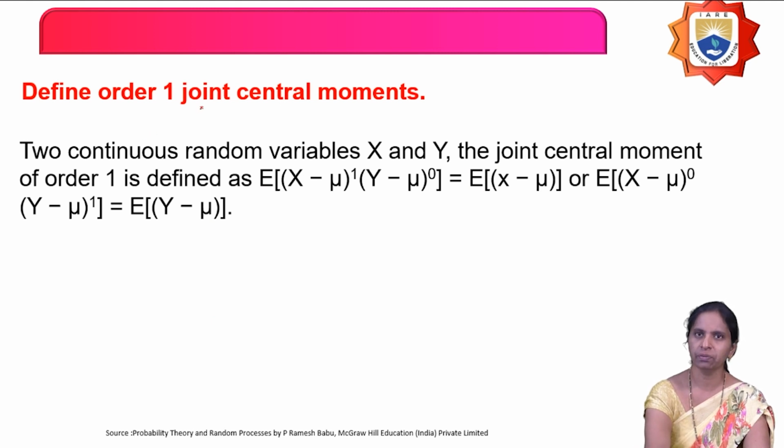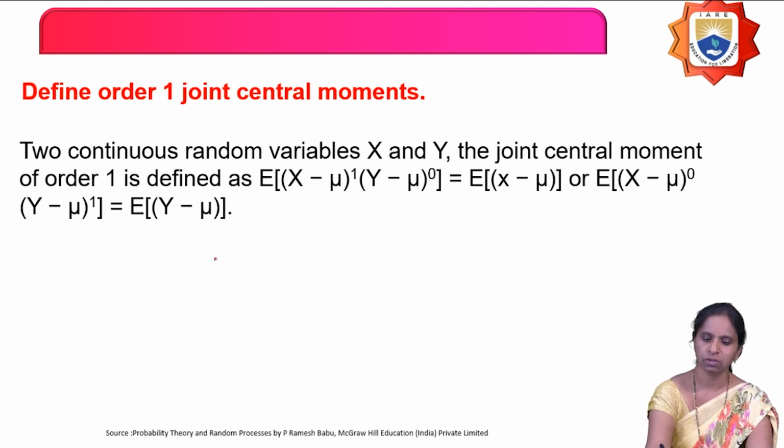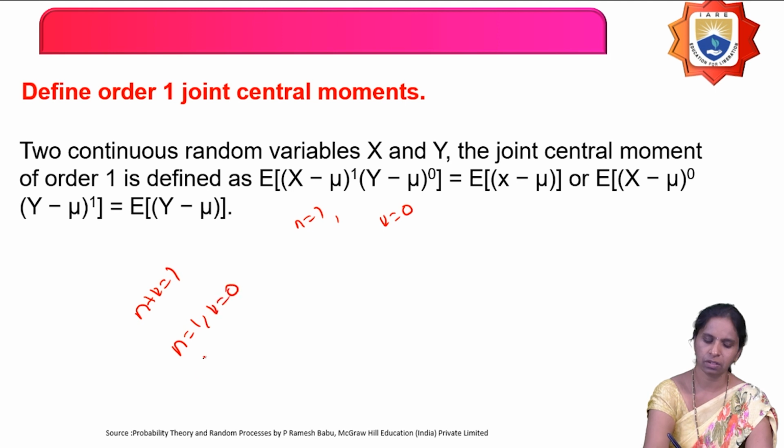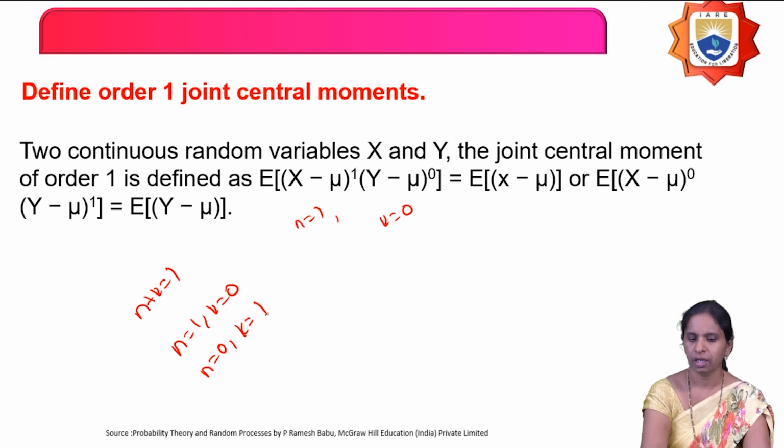Next one, define first order joint central moments. First order means n plus k equals 1. It means here n equals 1 and k equals 0. Second case, we can take n equals 0 and k equals 1. So here, expectation of (x minus x bar) power 1 into (y minus y bar) power 0, which is nothing but expectation of x minus x bar, because (y minus y bar) power 0 equals 1.